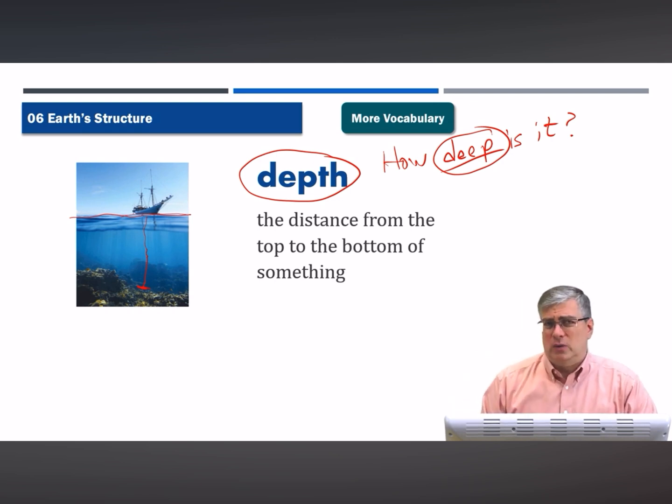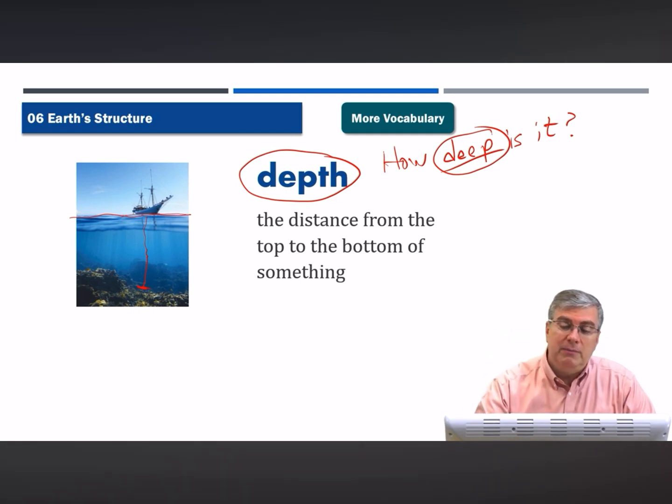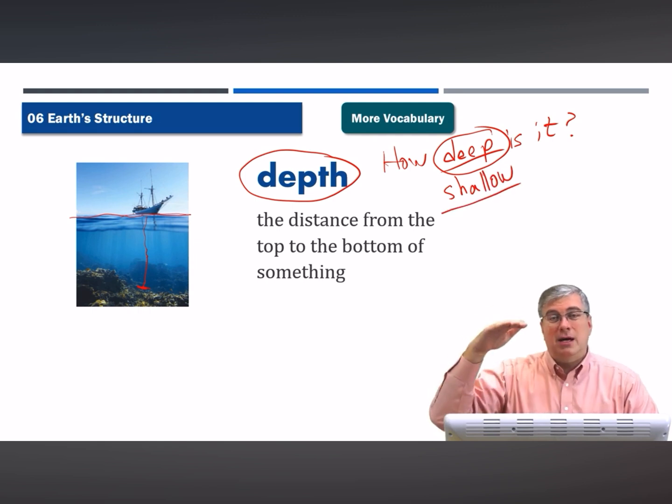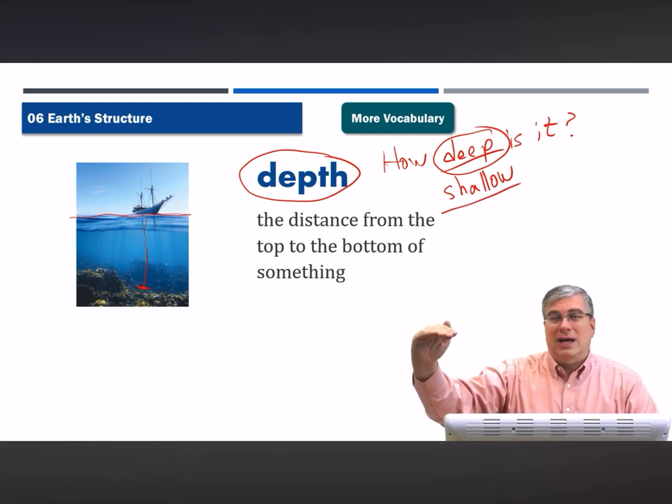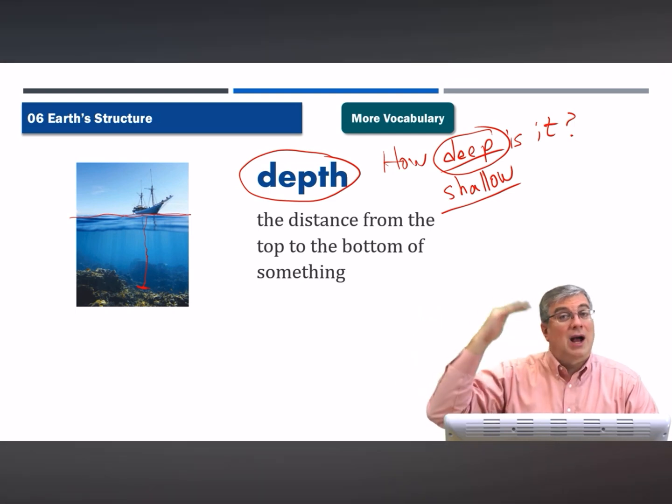So you could say, like, the swimming pool has a deep end. The opposite of deep is shallow. So you have the shallow end of the swimming pool, where you can stand up, but then the deep end, you cannot stand up because the depth is more than your height.